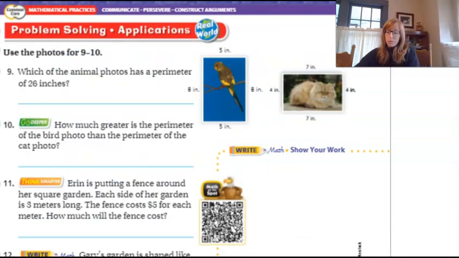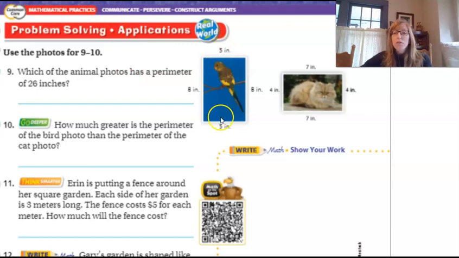Okay, so we're going to move on to the next page, and it says, use the photos. They've already given us the distance around. They've measured it for us, so we can do this one together. It says, which of the animal photos has a perimeter of 26? So we have to add up our sides.